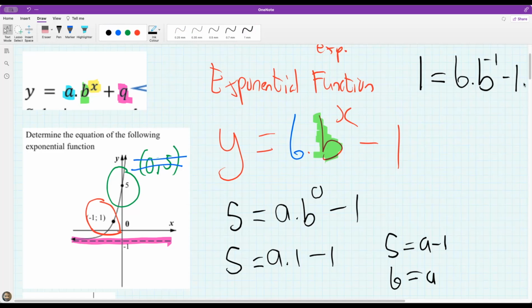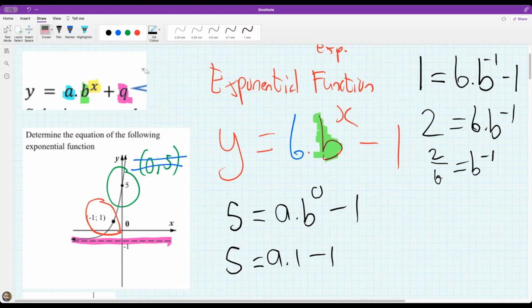Ooh, okay. I think, Ronnie, you're onto something there. So I'm going to bring the 1 across, and I get 2 equals 6 times b to the minus 1. Then I'm going to bring the 6 across, and I get this. If I simplify 2 over 6, that's the same as 1 over 3 equals b to the minus 1. Now, there's a couple of ways you could solve this.